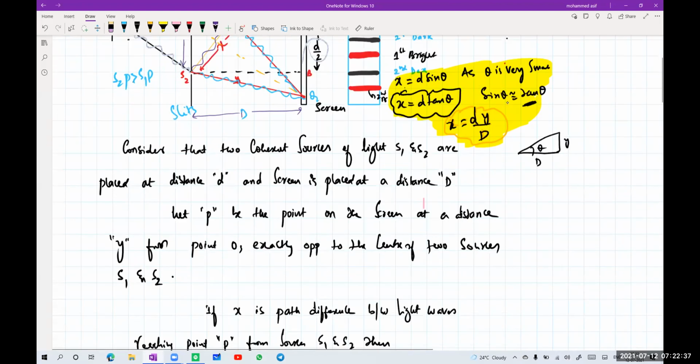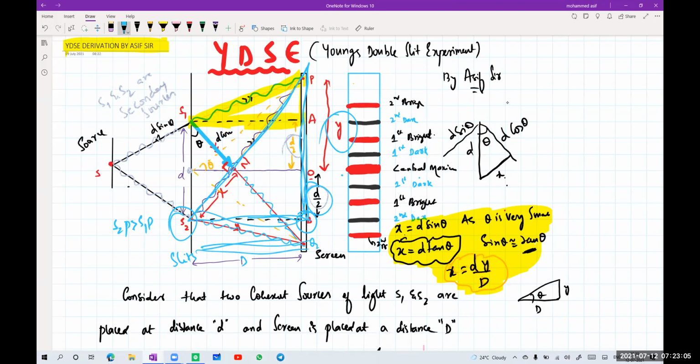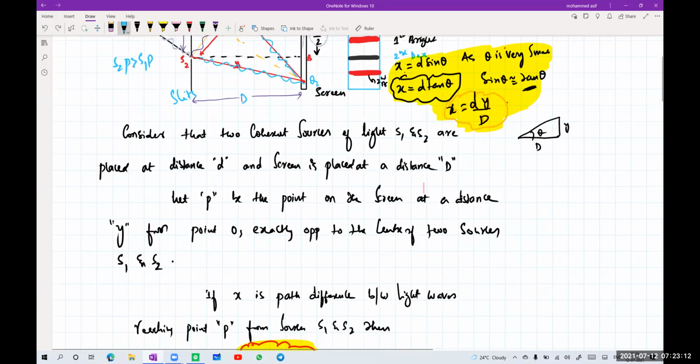Now in the right angle triangle S2BP, S2 and B and P. So this is your right angle triangle, with BP. From this triangle, the distance between P and B is how much? Y plus d by 2. And this distance is equal to D, and S2P is nothing but the hypotenuse. Okay, now see, from S2BP, what can I write here?